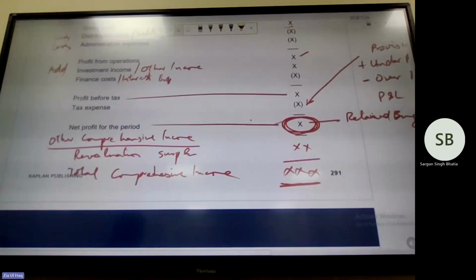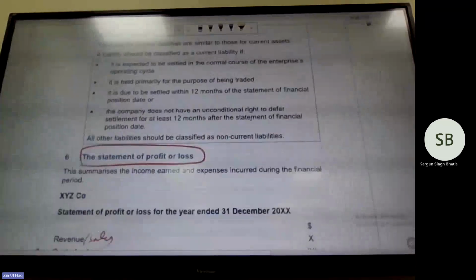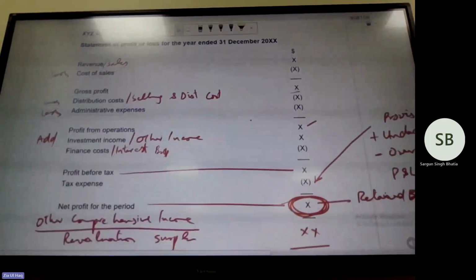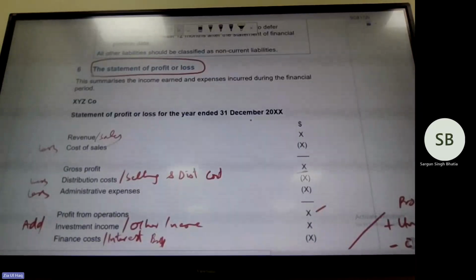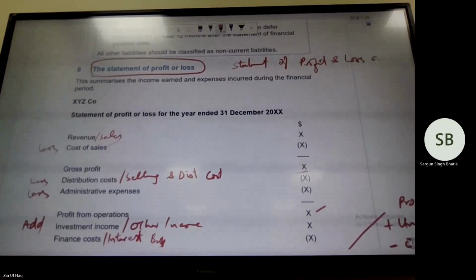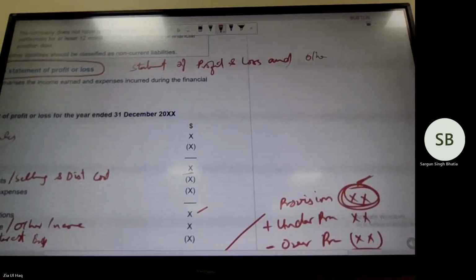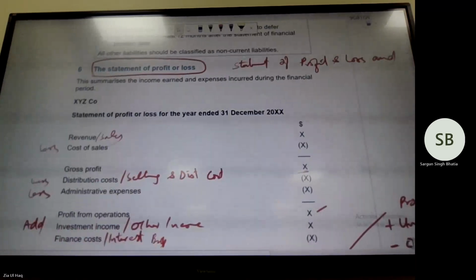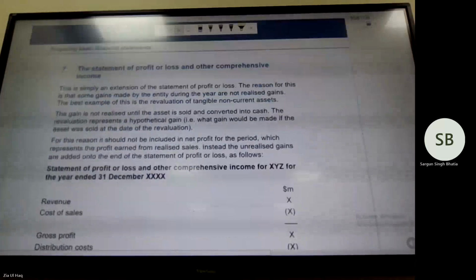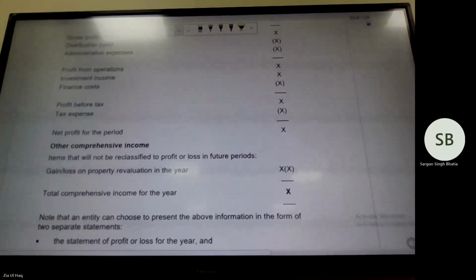So we have learned how to prepare the balance sheet and how to prepare the profit and loss account and other comprehensive income. So we will call it the statement of profit and loss and other comprehensive income. This will be the complete income statement. Is that fine? Yes, sir.